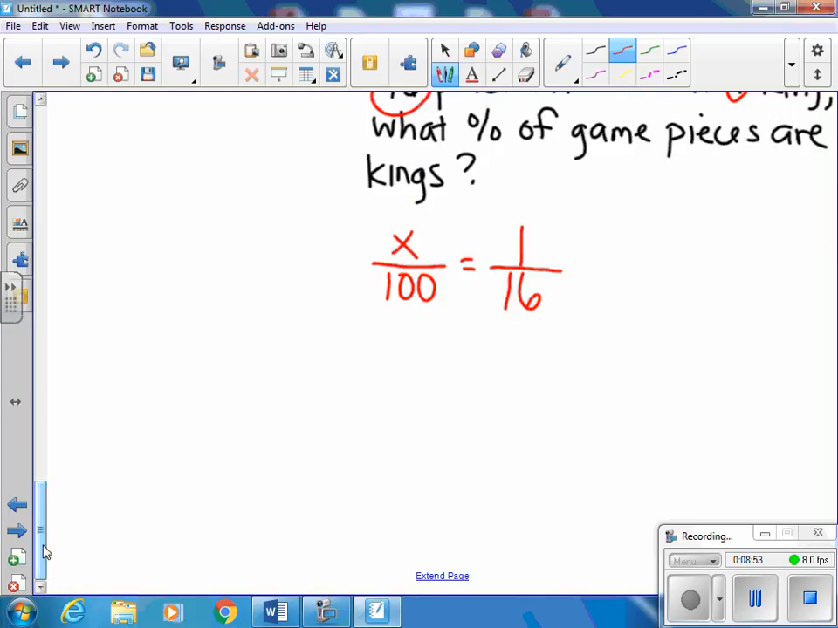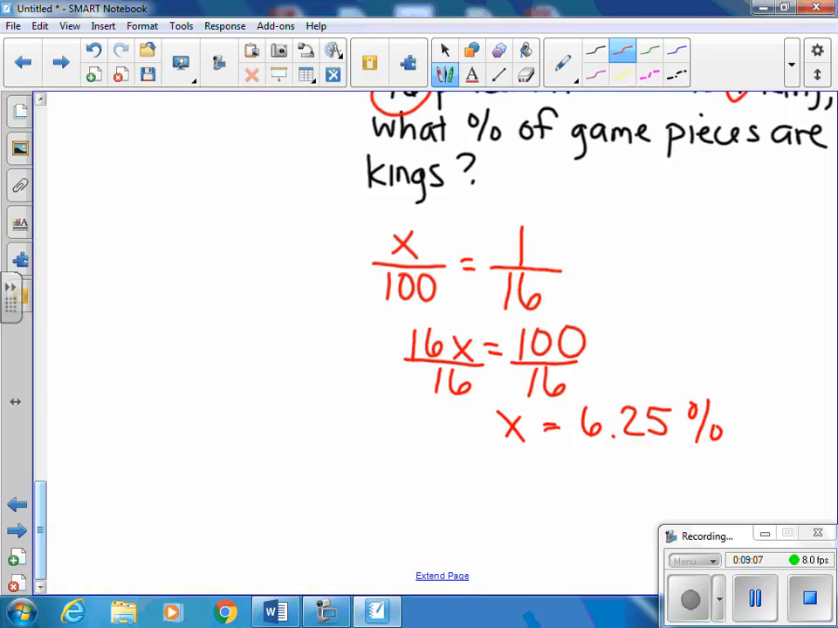All right, and then we want to cross multiply. So this gives us 16x equals 100. We divide by 16. And we get x equals 6.25. Remember that it did ask what percent, so this is 6.25%. Right, so we'll continue to use this percent proportion with word problems and without, so that you get really good and comfortable with it. But this is something that you should already be familiar with and have some sort of idea about.